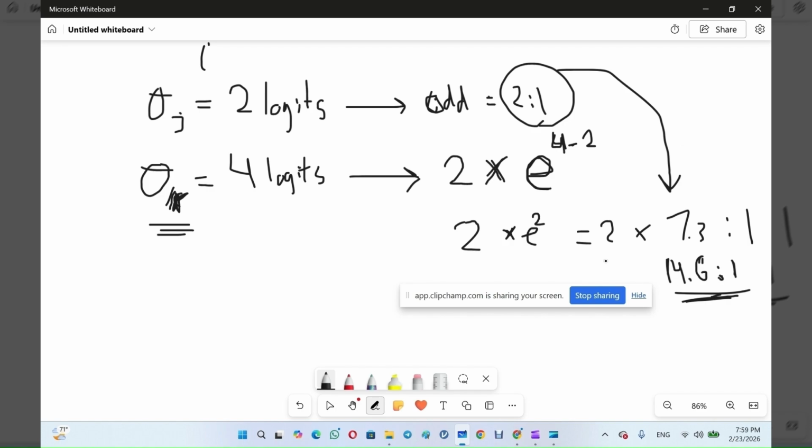So it's quite huge, from 2 to 14. Just two logits on the logit scale, from 2 to 4, increase the odds from 2 to 14. A lot of increase in odds. And you can imagine something similar for the difficulty of a question. If the difficulty of a question rises by 2 logits, it will be the opposite: a decrease in the probability of answering the question.